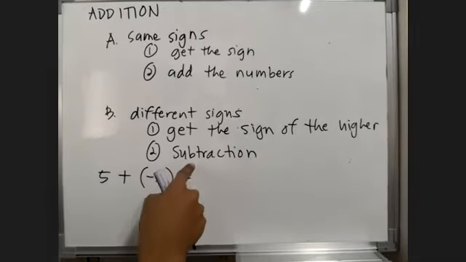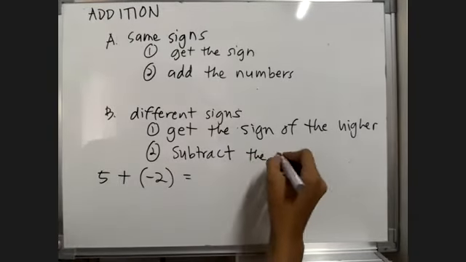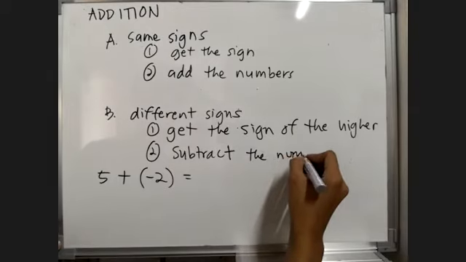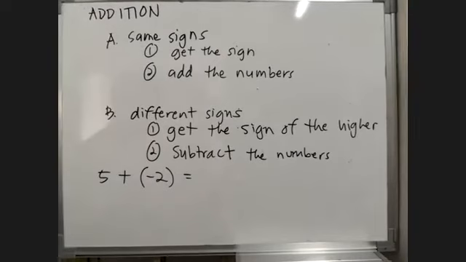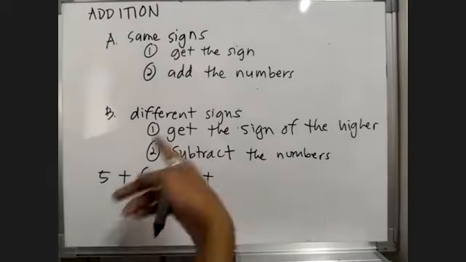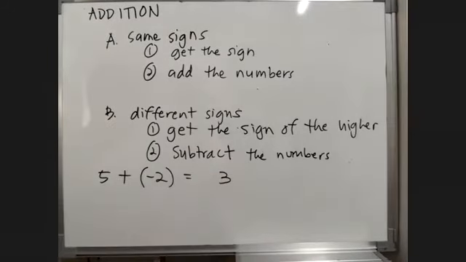So, positive, hindi na natin siya isusulat. Then, we proceed with subtraction. Okay? So, subtract the numbers. So, magiging 5 minus 2 na siya. So, ang sign natin is positive. Then, we proceed with subtraction. 5 minus 2, we have 3. So, ang sagot dyan is positive 3. So, yan siya kapag different signs.